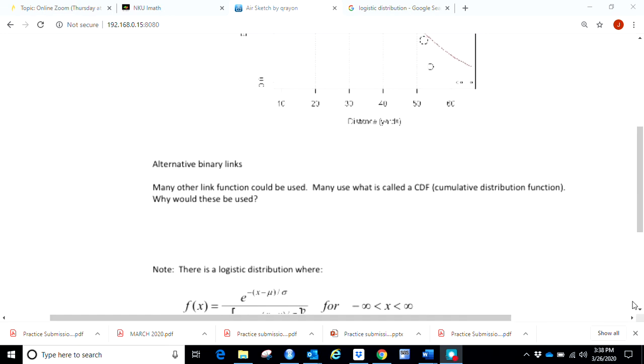So in our notes here about generalized linear models, or GLM, we discussed one of the components is the link function. Up until this point, we've only covered one possible link function for our binary options: the logit.